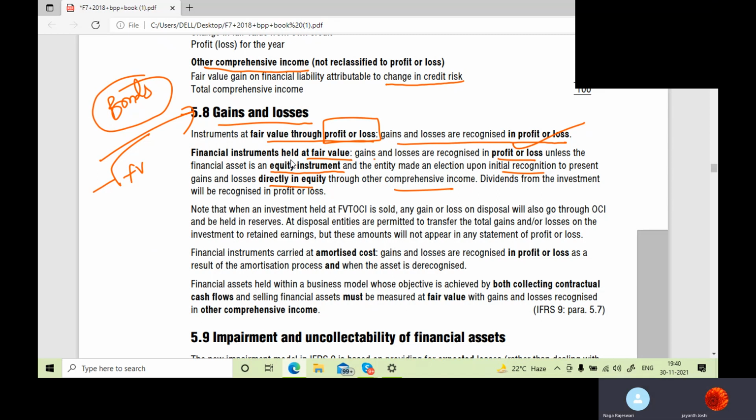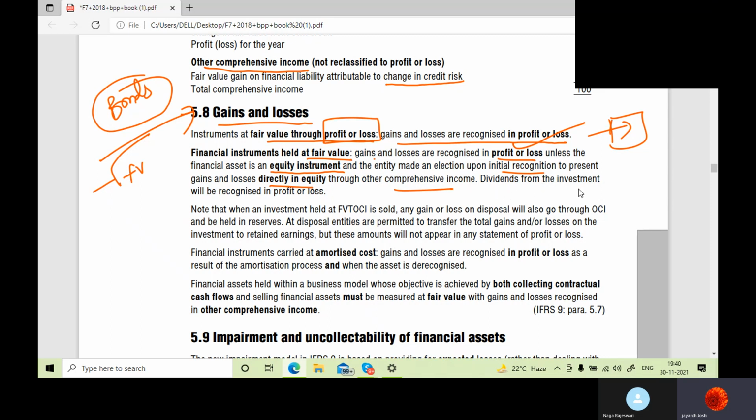So what they are saying is, financial instruments, if they are held at fair value, that means trading purposes, market value, gains and losses should be in the P&L only, unless the financial asset is an equity instrument. For equity instruments, you will be showing it in the OCI section. First they will be showing it initially, then after that, if they make a choice that they will show it in the OCI, then they can do that.